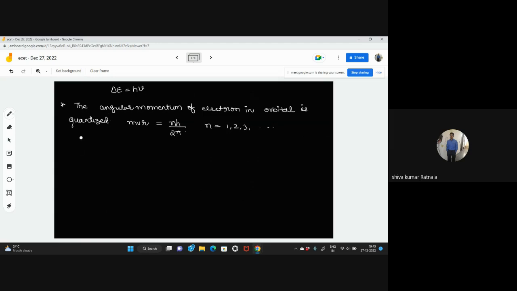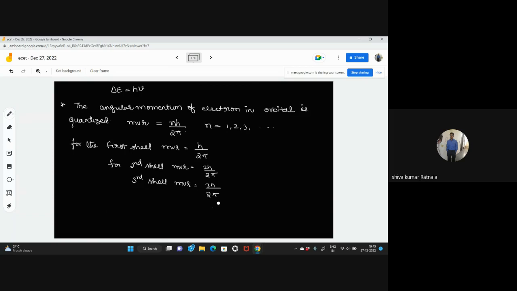So quantized means, for the first cell, angular momentum mvr equals h by 2 pi. For the second cell, mvr equals 2h by 2 pi. And the third cell, 3h by 2 pi. So likewise for different cells, different values are there. This is what we call quantization.